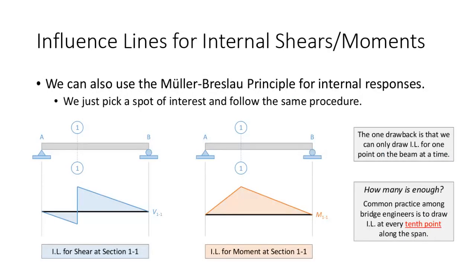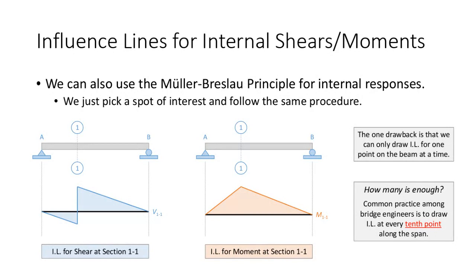Okay, so just as you can draw influence lines for the reactions, you can draw influence lines for internal responses. Now, one of the drawbacks is that when you draw the influence line, you can only draw the influence line for a particular point, right? I can't draw a shear and moment influence line for the entire beam. I can draw a shear and moment influence line for a particular point on the beam. And so what you see here are plots showing the influence line for the shear at a point at section 1.1, or the moment at a particular point at section 1.1. That's probably one of the biggest drawbacks of influence lines: when you're looking at internal responses, you can only draw them for a single point.